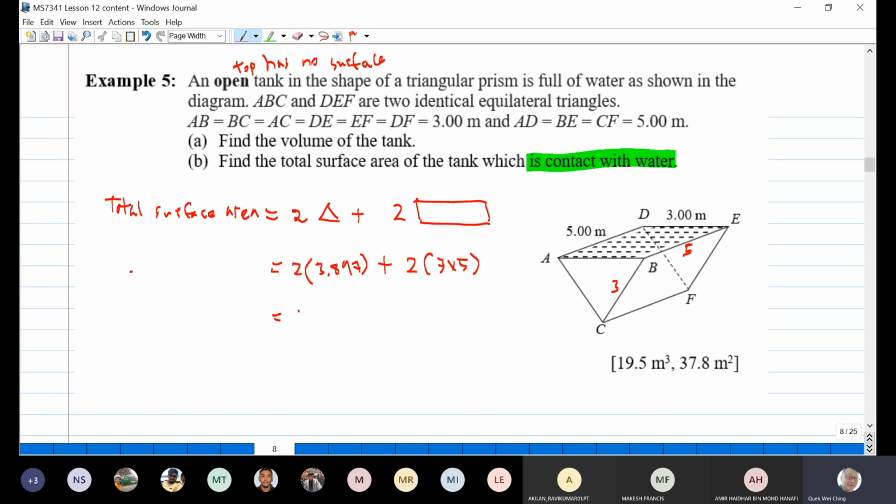Okay, because I think a bit of rounding off here. I think it should be 37.8. How come it's a 2? Okay, let me see. Oh, I keyed in wrongly. It is 3.897, so 37.789, which is equal to 37.8 meter square. Okay, so this is how to do example 5 for part B.